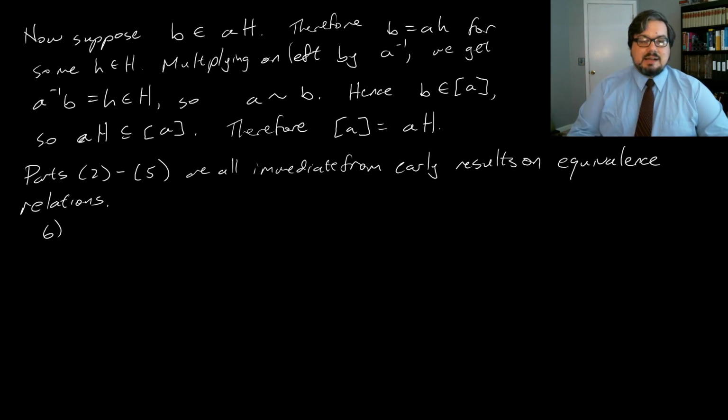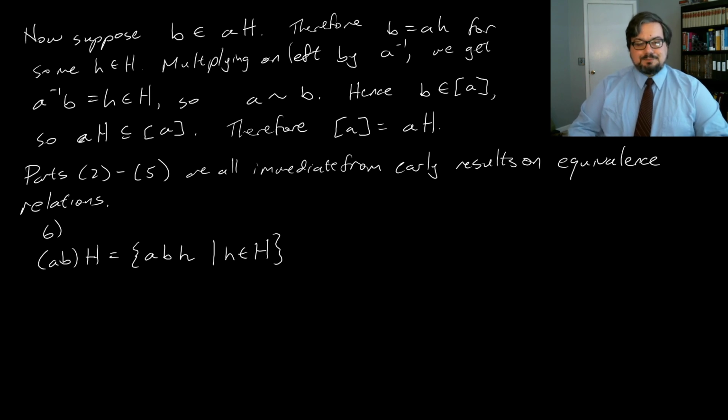Part 6 is just tracing out the definitions. We want to show that AB times H is equal to A times BH, or the cosets, I should say. So by definition, AB times H is the set of all AB times h, where little h belongs to big H. By associativity, we have that this is A times B little h, where little h belongs to big H.